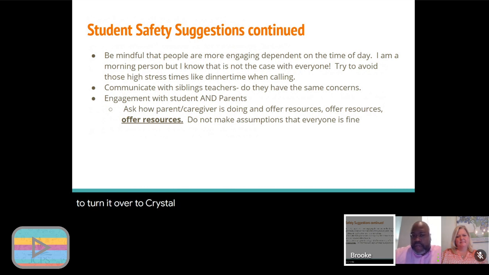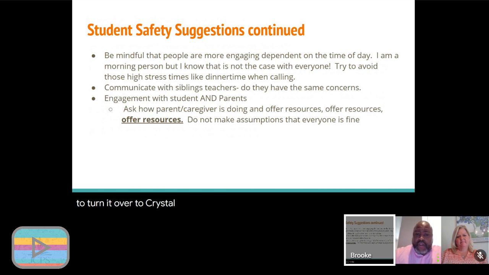I mentioned this before. Express to them that you may have some concerns, and if you express it to them honestly, they may have the same concern that you may have. So always engage with your fellow teachers on siblings. Engagement with students as well as the parents.